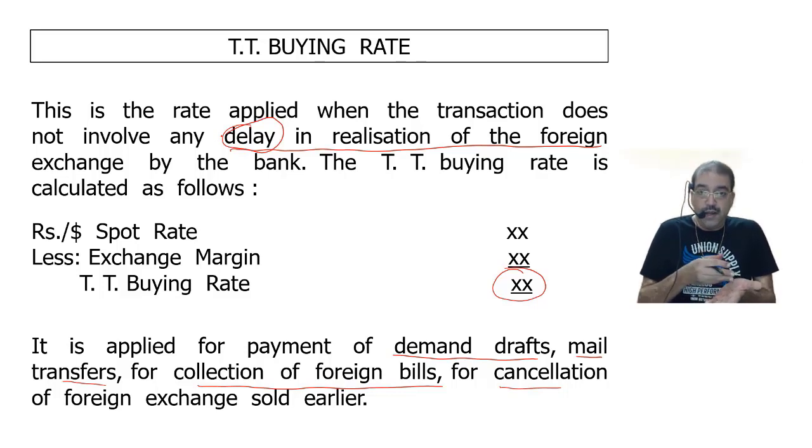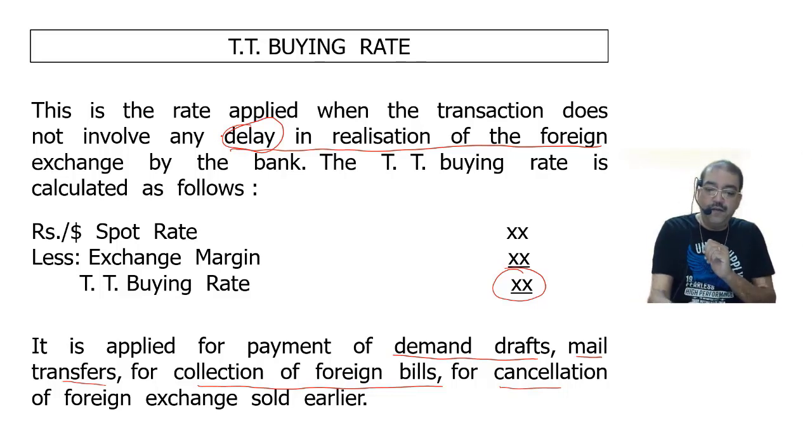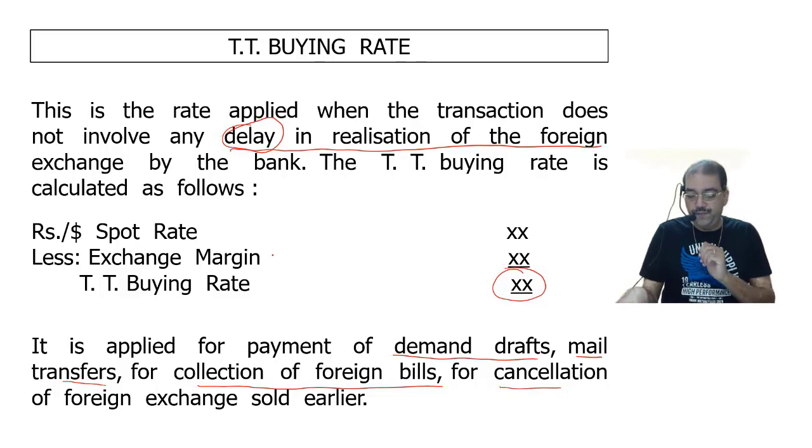All this is as good as cash. You are giving cash in the form of your demand draft in foreign currency. So immediately the bank will give you the cash. When it gives you the cash in rupees, it will minus the exchange margin and then give it to you.